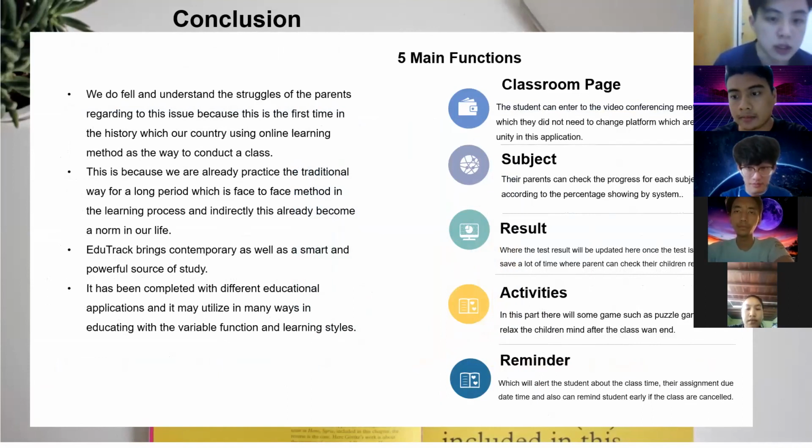So in the conclusion, we do feel and understand the struggle of the parents regarding this issue, because it is the first time our government has used online learning as the method of conducting lessons. So I think it creates a lot of problems for the parents and the students. I really believe that our application can be used to solve the problem. Our application has five main functions, which are classroom page, subject, result, activities, and reminder.